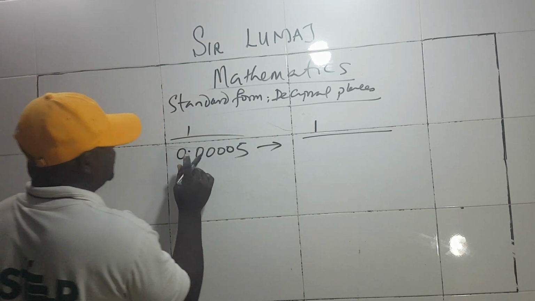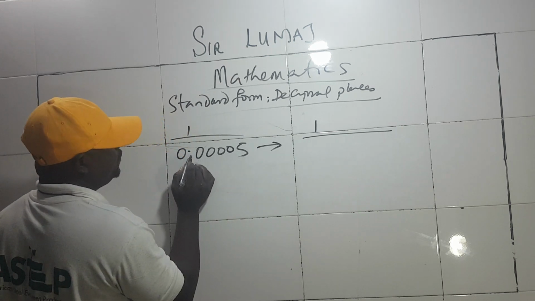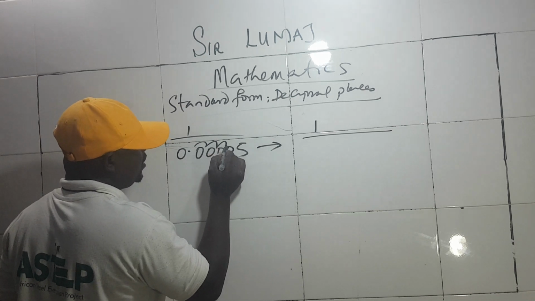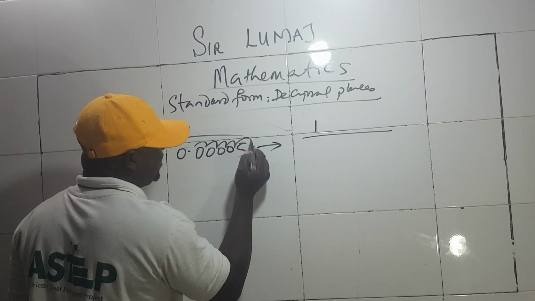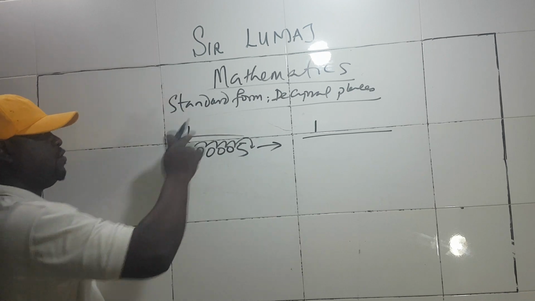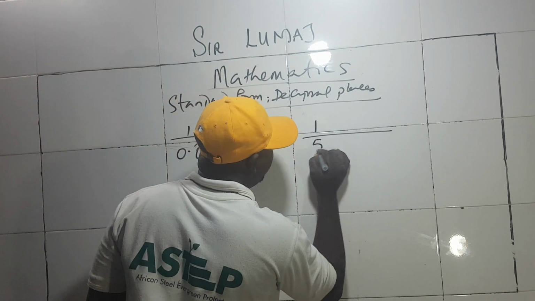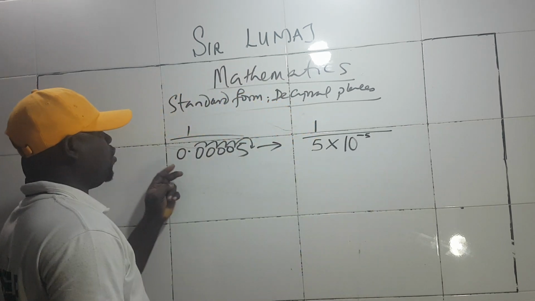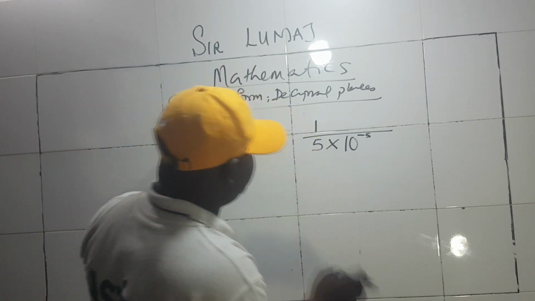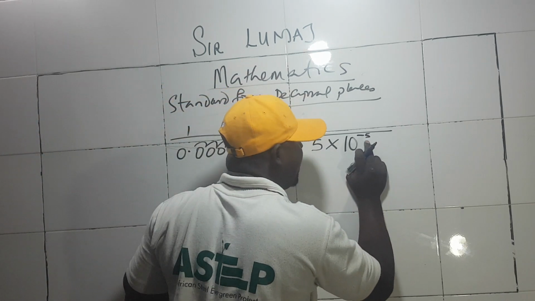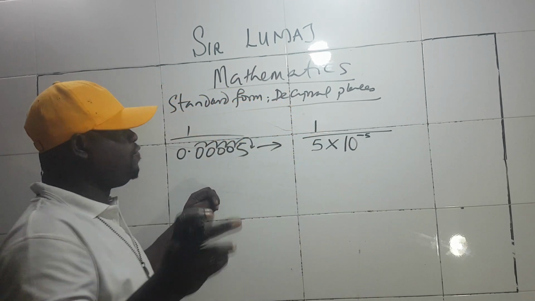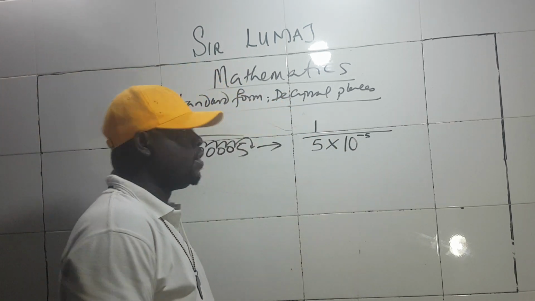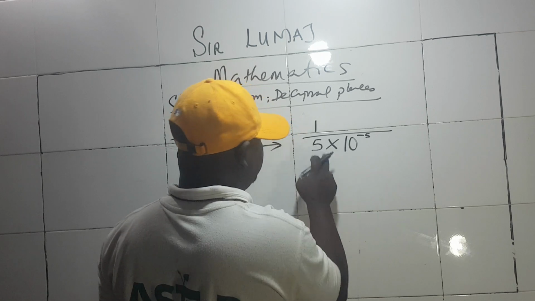So if you write this one in standard form, you're going to have 1, 2, 3, 4, 5. How many times have we moved it? We have moved it 5 times forward. And when you move it 5 times, that will be 5 times 10 raised to power minus 5, because you are moving from left to right. If you are moving from left to right, your power is going to be negative. If you are moving from right to left, your power is going to be what? Positive. So you can see I'm doing it step by step.